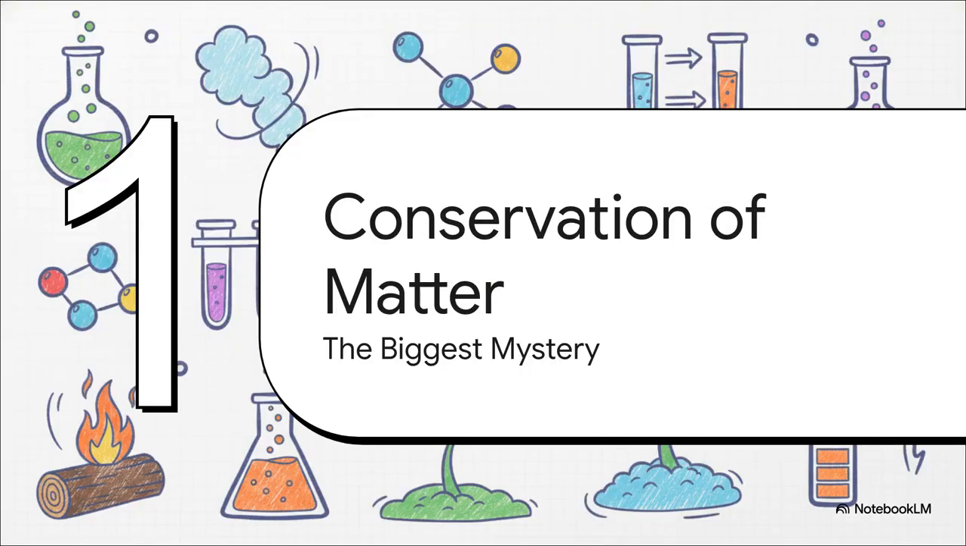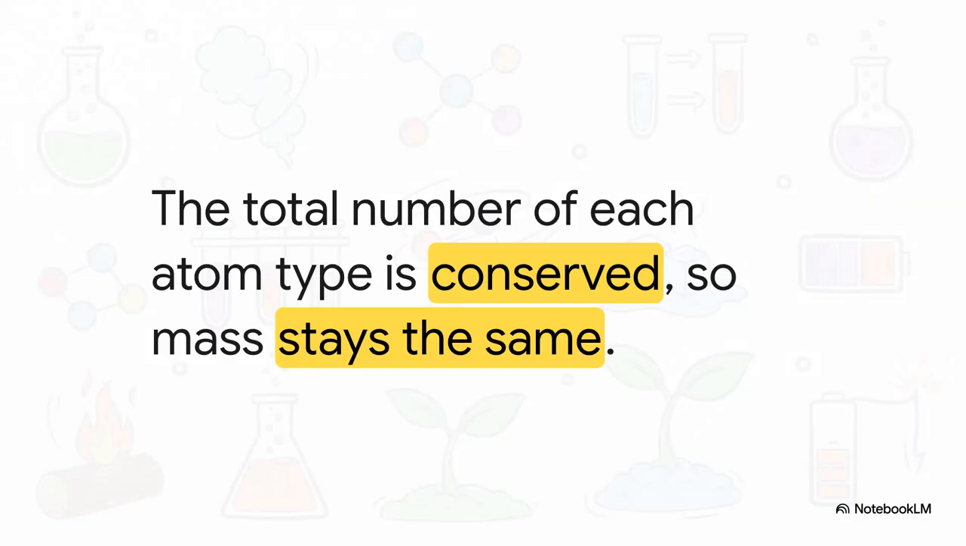Section 4. The conservation of matter. Which brings us to a really massive question. When a reaction happens, say you're burning steel wool or mixing zinc with hydrogen chloride, where does it go? Does the original matter just disappear into thin air? No way! The answer lies in the law of conservation of mass, which tells us the total number of each type of atom is conserved, and therefore the mass does not change.